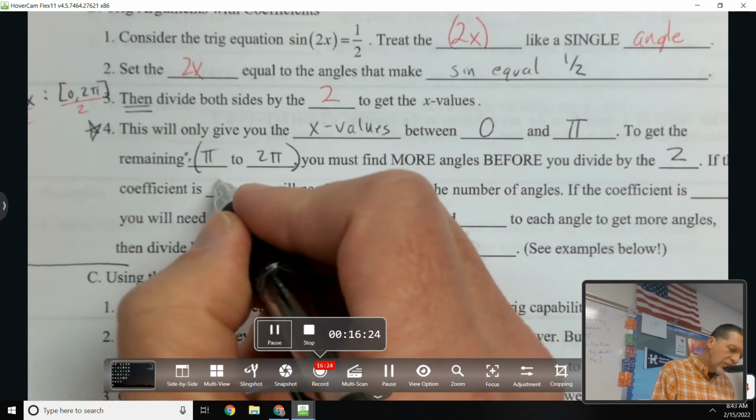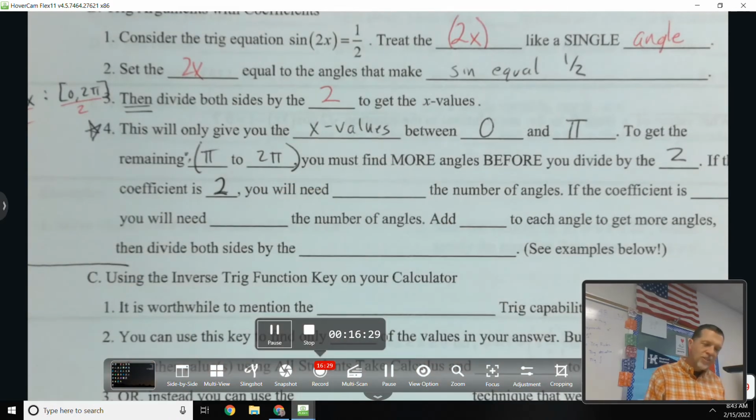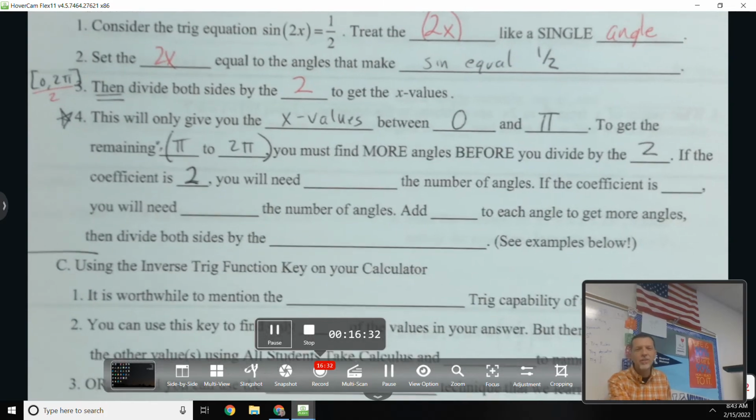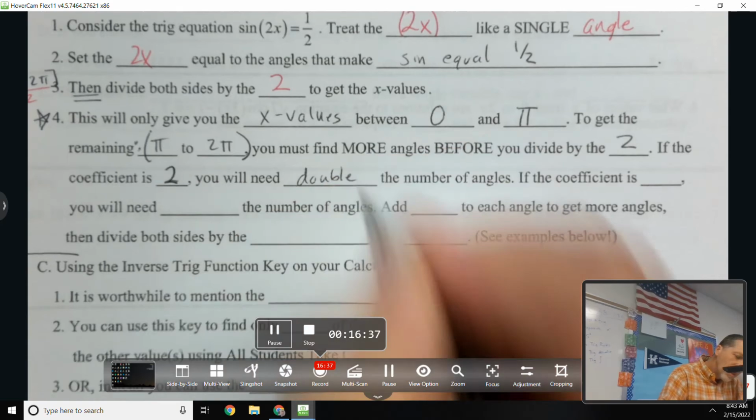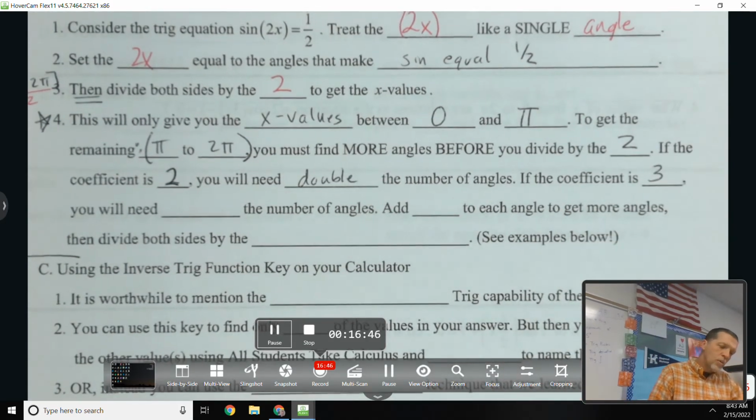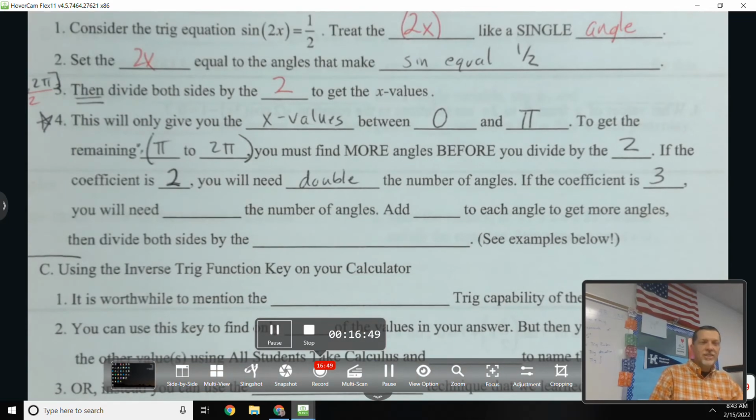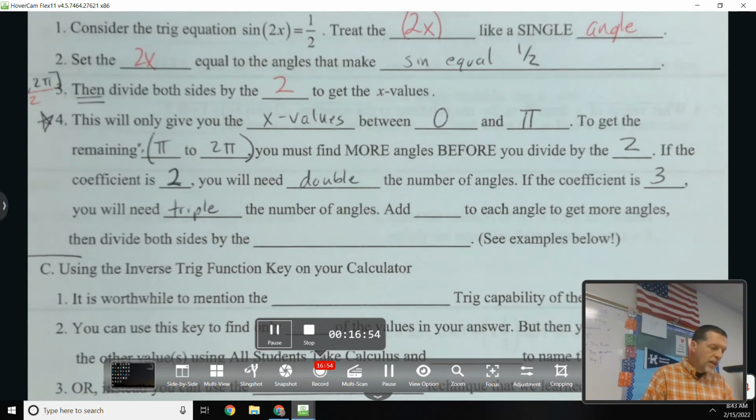If the coefficient is 2, this is a little bit of a trick that you don't have to know, but it's going to make life a little easier if you do. If the coefficient is 2, then you end up with double the number of angles. So usually we have 2 answers. If there's a 2x, you got 4 answers. If the coefficient is 3, what do you think will happen to the number of angles? Triple. 4, quadruple, 5, quintuple, etc. We're not going to go that far because then you end up with too many answers.